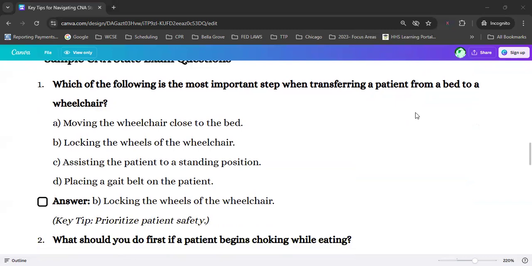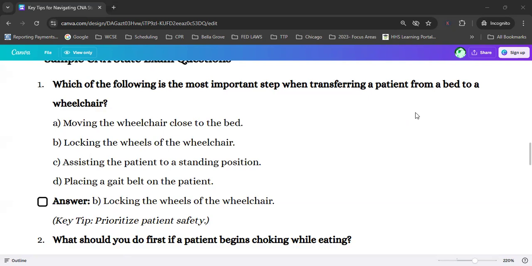A, moving the wheelchair close to the bed. B, locking the wheels of the wheelchair. C, assisting the patient to a standing position. Or D, placing a gait belt on the patient. The reason why I like this question is that every single one of these steps would be a step you would do if you were actually doing this skill, even in the state exam.